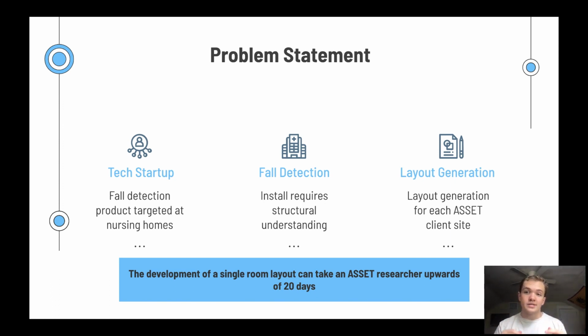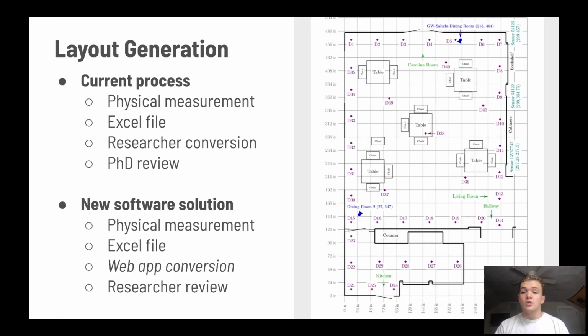And this current process takes about 20 days. A layout is formatting exactly what a room looks like, including the furniture and different fixtures such as the lights, the cameras, the sensors, etc. So a little bit more into layout generation. The current process takes 20 days, like I said.